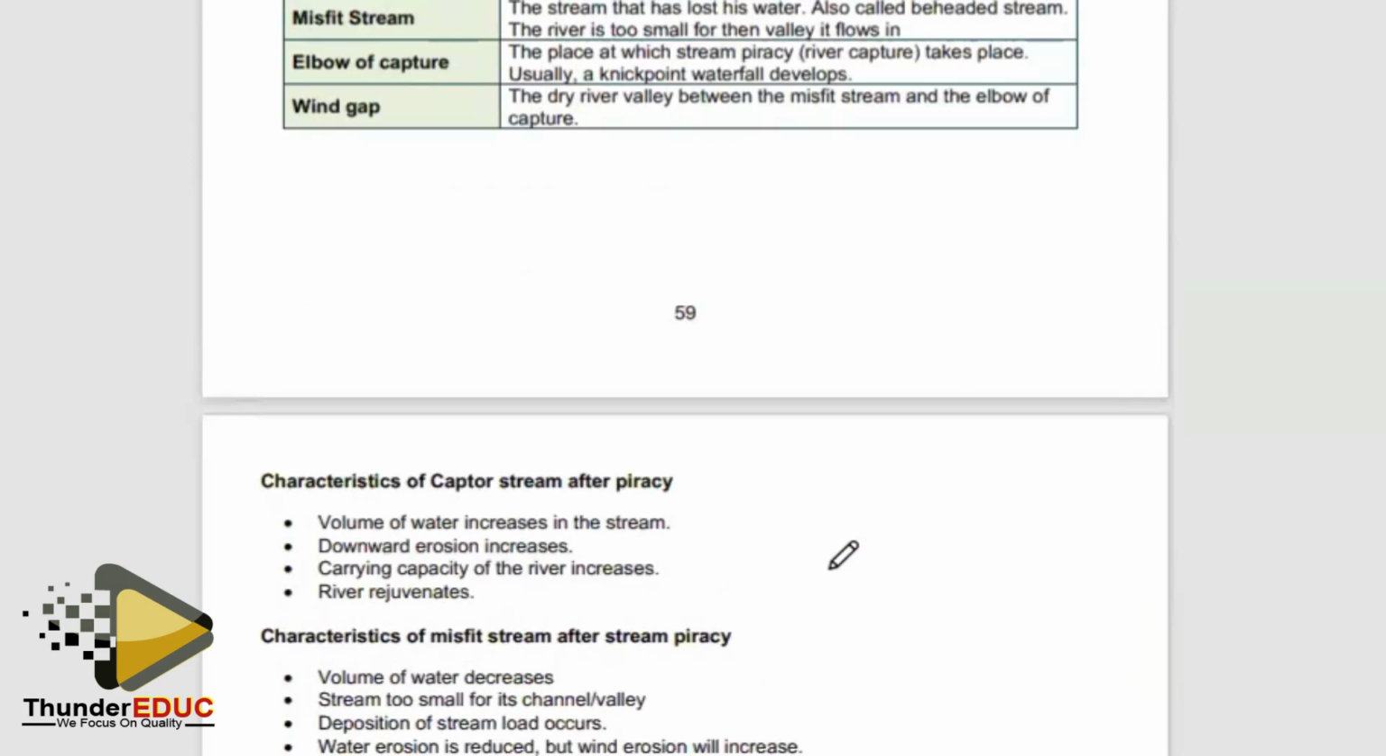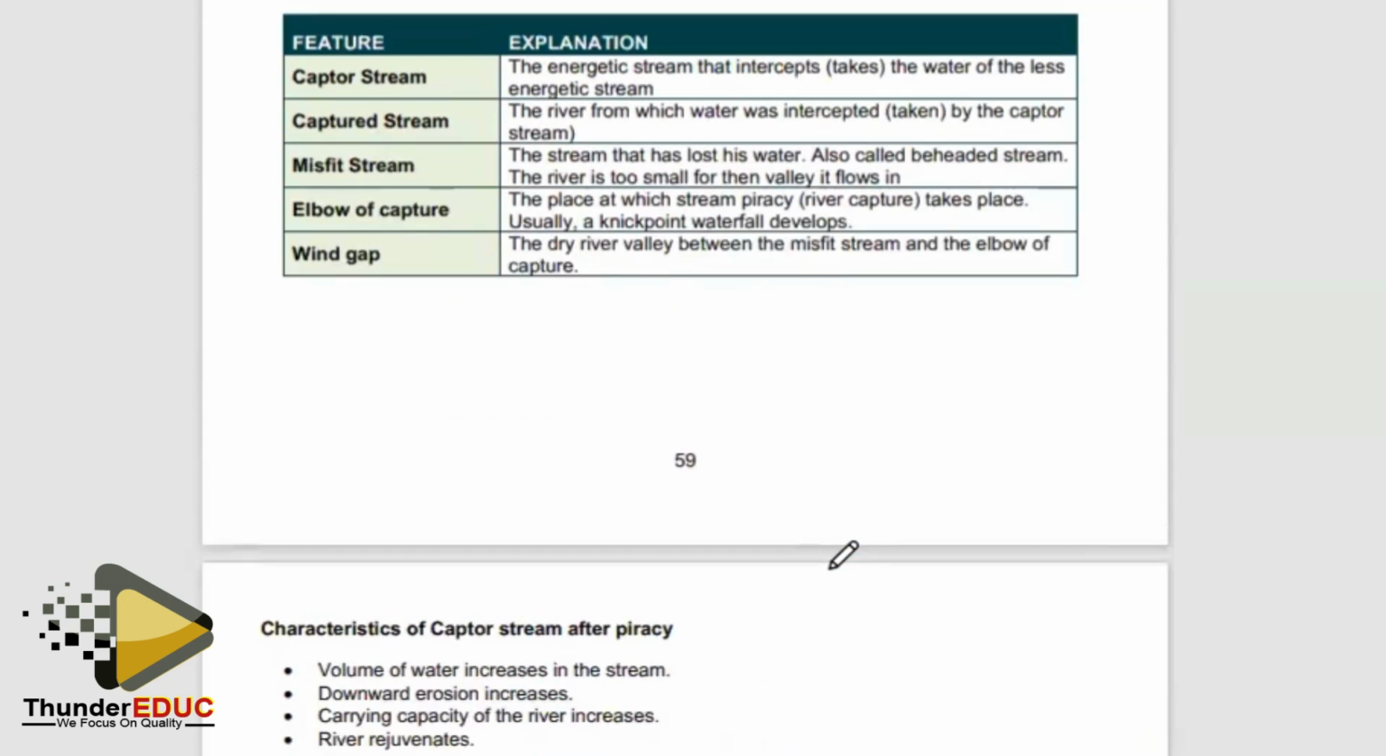We are looking at when a more energetic river intercepts the water of a less energetic stream. Here, I want to emphasize, you must not say a bigger river intercepting a smaller river. It's not about the size of the river, but it's about the energy. A river which has got more energy advances headwardly until it gets into another stream and it intercepts the water into its own supply.